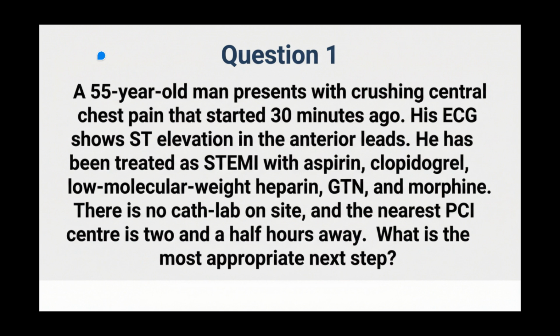Let us start. A 55-year-old man presents with crushing central chest pain that started 30 minutes ago. His ECG shows ST elevation in the anterior leads. He has been treated as STEMI with aspirin, clopidogrel, low molecular weight heparin, GTN, and morphine. There is no cath lab on site, and the nearest PCI center is 2.5 hours away. What is the most appropriate next step?